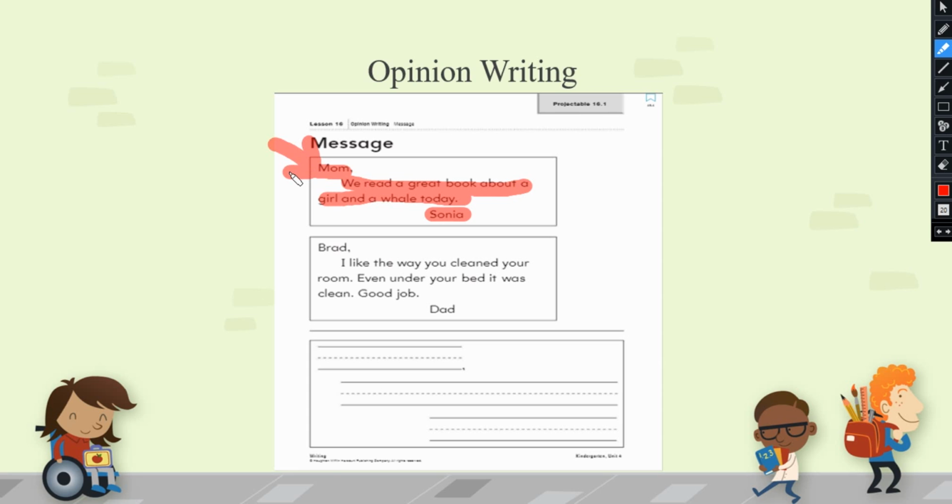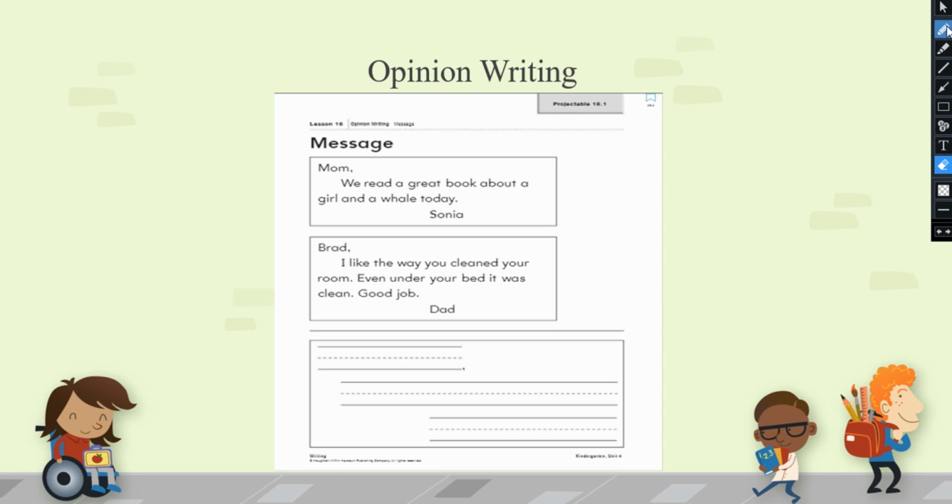Now, can you guys tell me what the message is about? Well, if you said or you're thinking that the message is about a girl and a whale, that's correct. Absolutely. And that is also, remember, the opinion. Let me just point one more time to the part of the message we're talking about. So this is the part of the message we're really talking about. This is the opinion of the person who wrote the letter. And do you guys remember who wrote the letter? Yes, if you said Sonia, that is correct. Sonia wrote the letter to Mom. So she wrote a short opinion message to her mom.